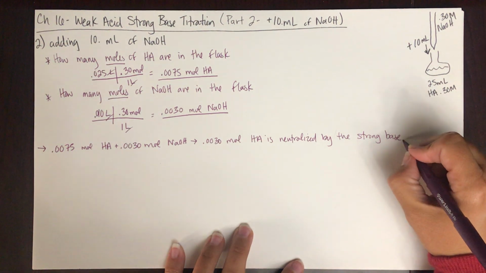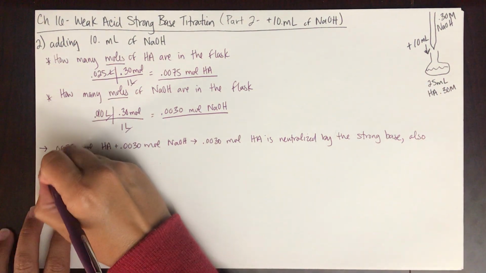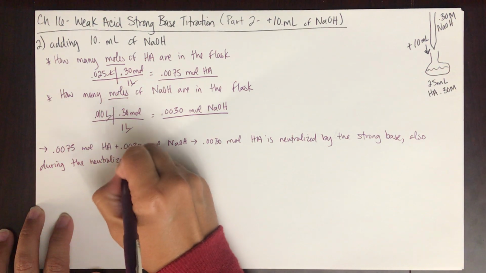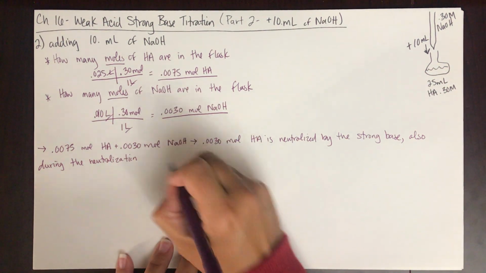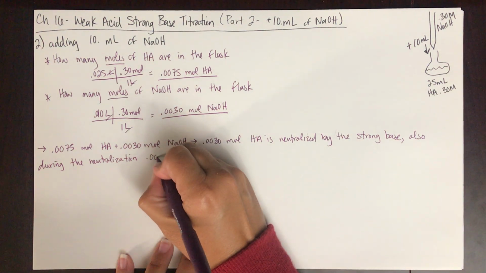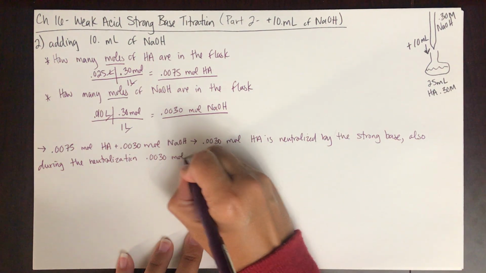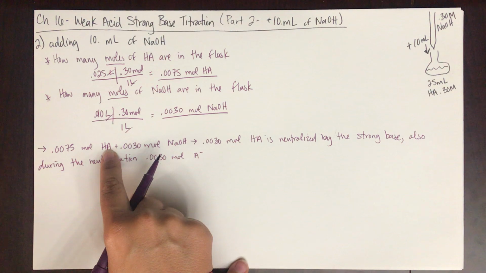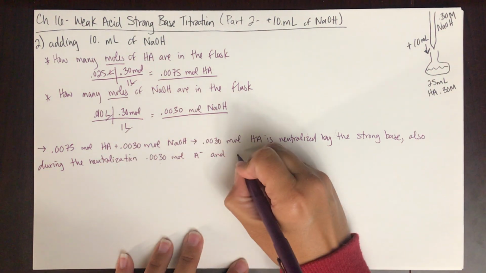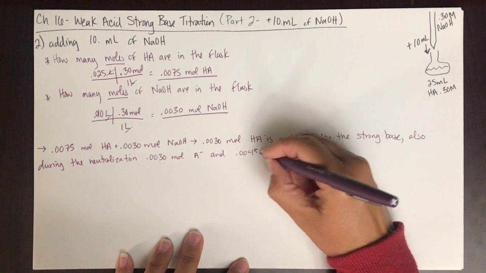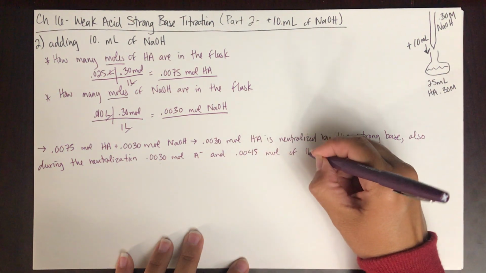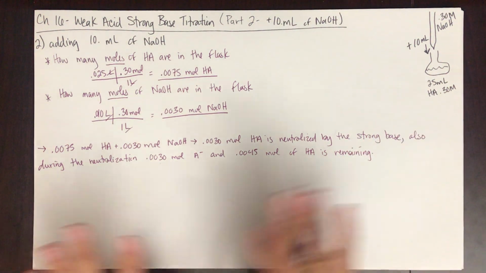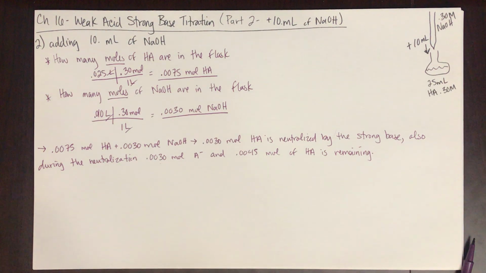Also, during the neutralization, the same amount that was neutralized, 0.0030 moles of conjugate base, conjugate to this weak acid, is going to be produced. And 0.0045 moles of HA is remaining. So this is written out what is happening with the chemistry.